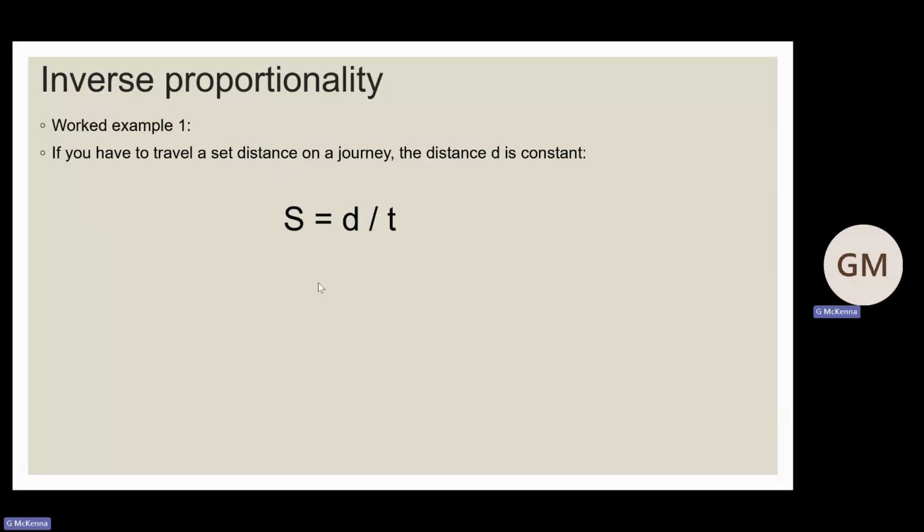So if we take a look here at worked example 1, if you have to travel a set distance on a journey, that set distance means, of course, that the distance d is going to be a constant. So we know, of course, speed s is equal to distance d divided by your respective time taken. And that's the same really as expressing speed as being equal to your distance, that's your numerator, multiplied by 1 over t. So again, we can really expand this fraction as being this numerator d multiplied by 1 over t.